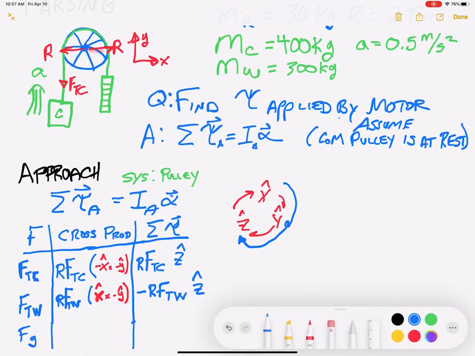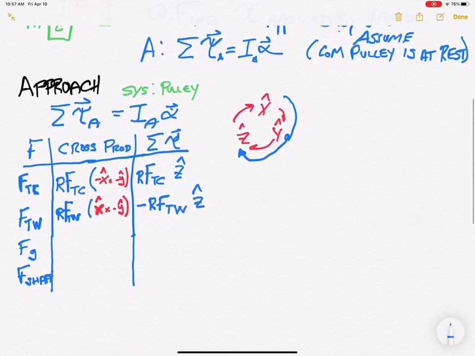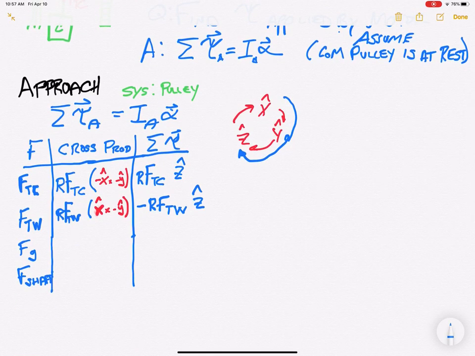Back to our blue pen, and the force of gravity acts at the center of mass. So I'm going to get R center of mass crossed into mg. And we know that that distance is 0 between the center of mass of the wheel and the center of gravity of the wheel. They're the same thing. So we go to 0.